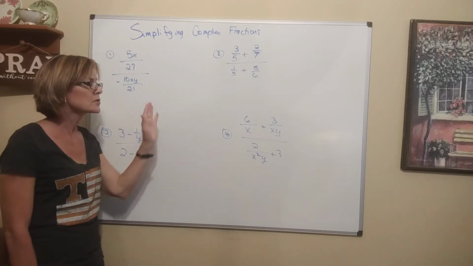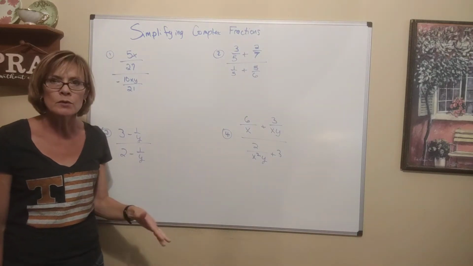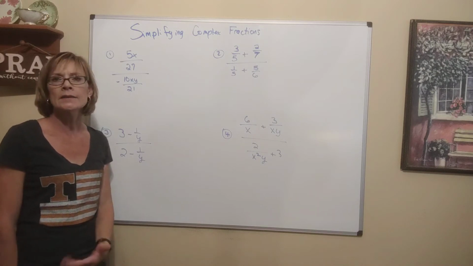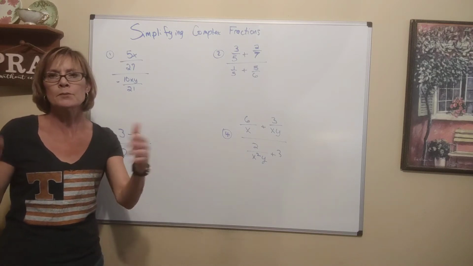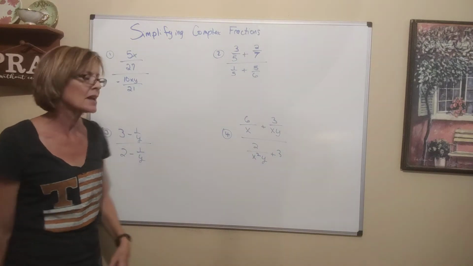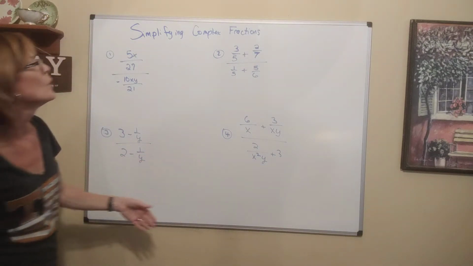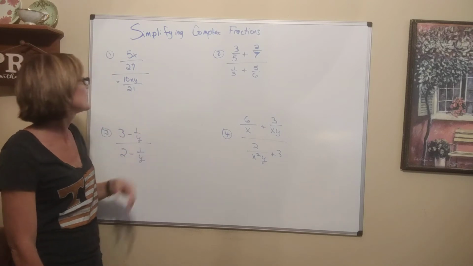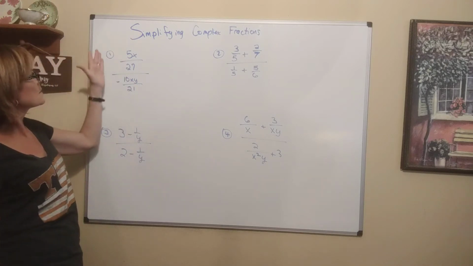Notice that there are no equations involved. There's no equal sign. So the idea of multiplying both sides of the equation by the same number does not apply here because we do not have an equal sign. So we have to do the best we can. So this is number one.